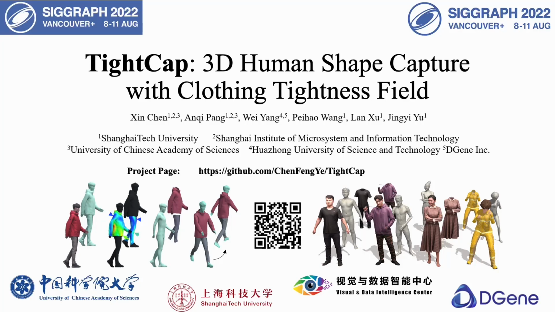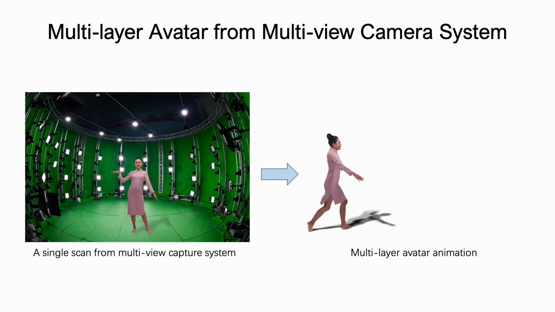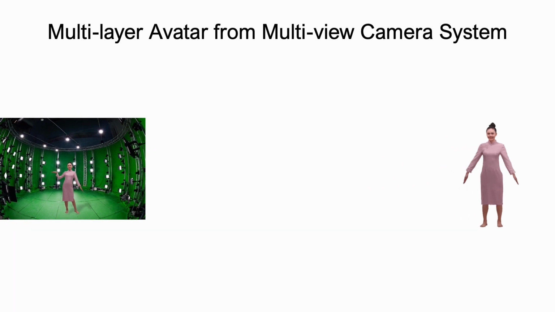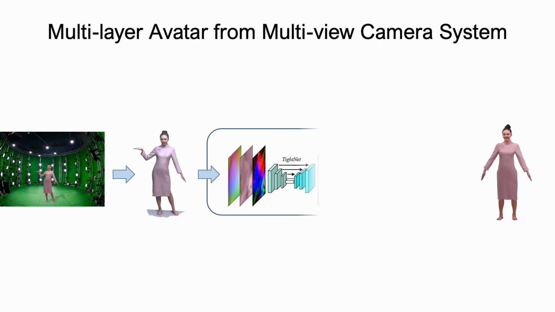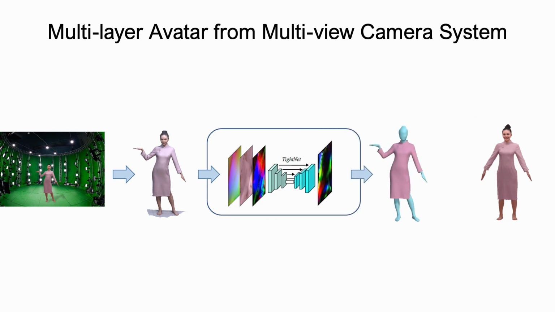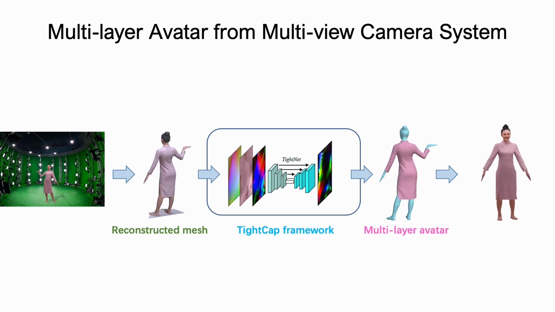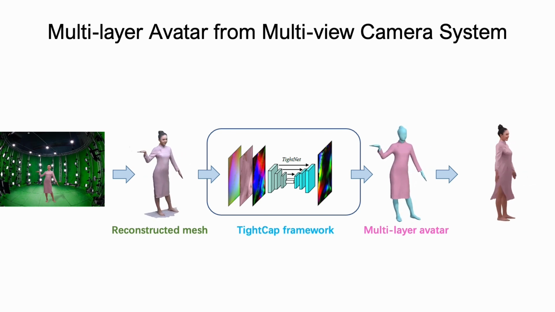Hello! We are glad to present TightCap: 3D Human Shape Capture with Clothing Tightness Field. In this work, we address the problem of capturing a multi-layer avatar from a single scan of a multi-view camera system. We propose a data-driven scheme, called TightCap, to capture both the human shape and dressed garments accurately with only a single 3D human scan. Our approach achieves high-quality human shape and dressed garments reconstruction, as well as further applications for clothing segmentation, retargeting, and animation.